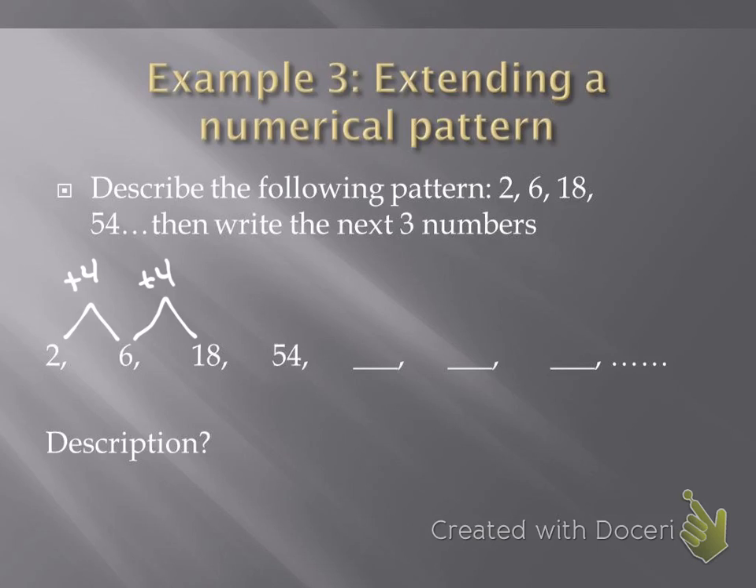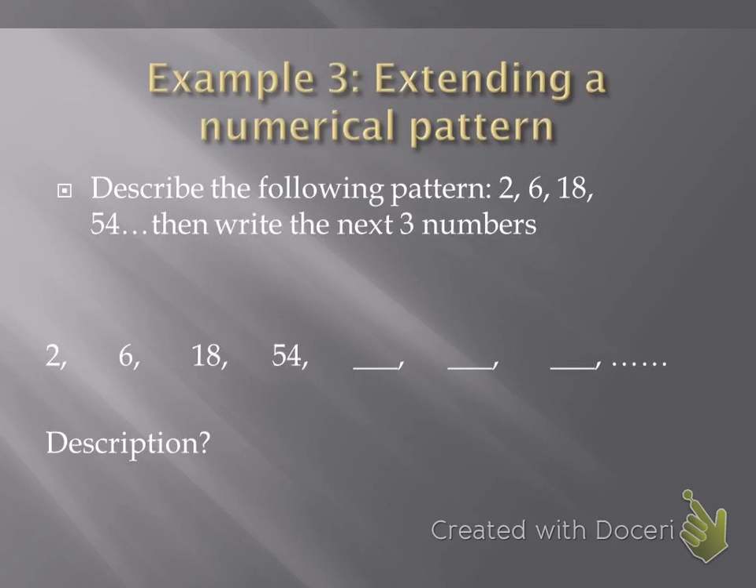10, wait, that's not 18. So that pattern doesn't work. Even though 2 plus 4 is 6, 6 plus 4 is not 18. So there has to be another way that you can get from 2 to 6. What's another way? Yes, Bruce. Very good. I need to multiply by 3. So 2 times 3 is 6. 6 times 3, is that 18? And then 18 times 3, yes, is going to give me 54.